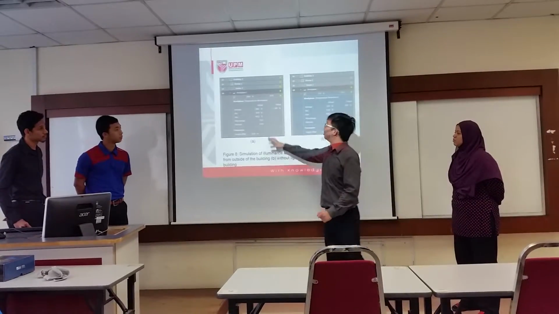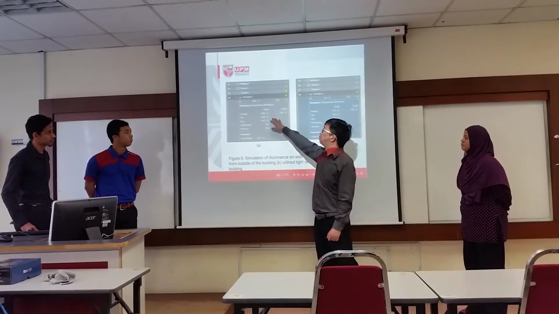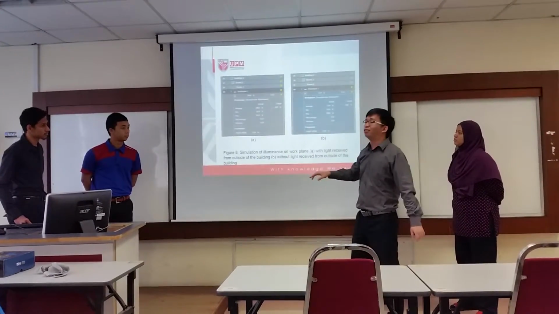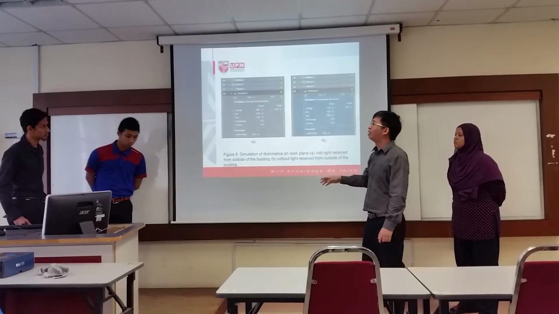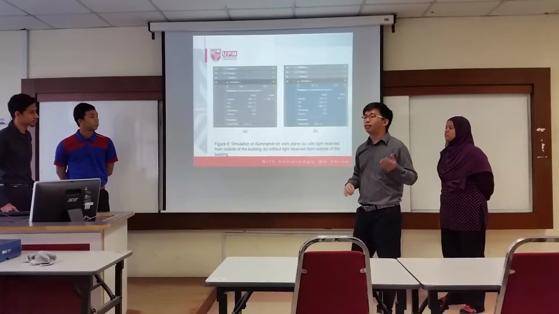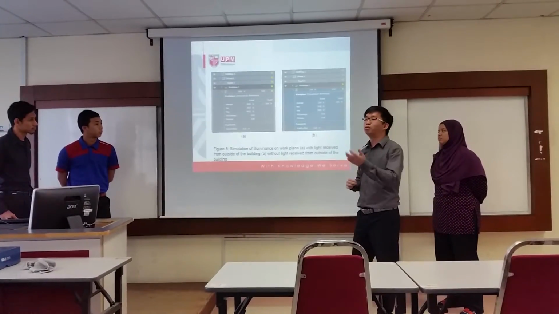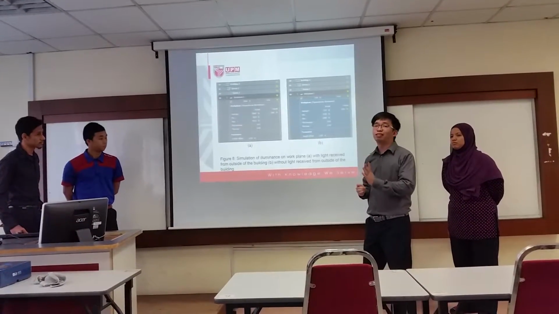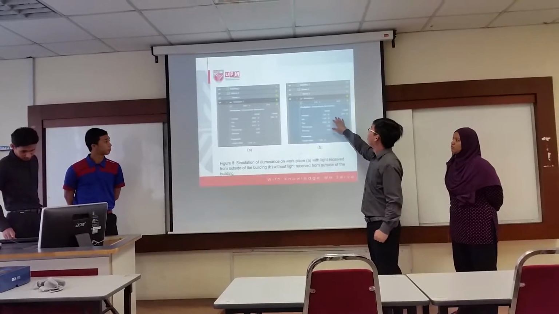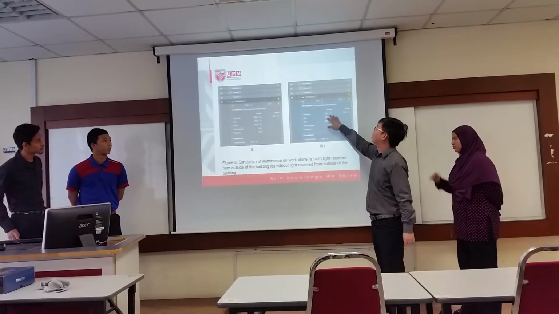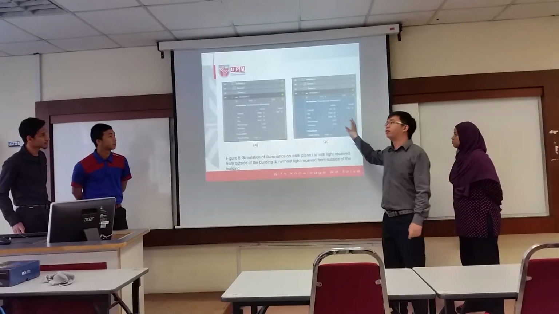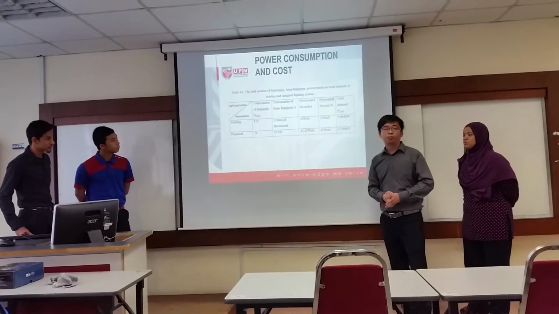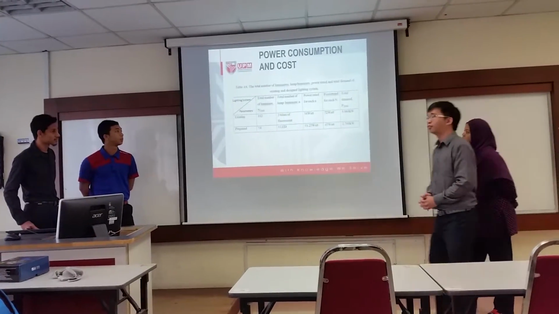As you can see, with the light from outside, the illuminance is 2,866. This is way too high. That's why we can see that the library is using curtains to prevent the sunlight from outside. Without the sunlight, the illuminance is actually 500. Next, Nursyahirah will present about the power consumption cost.